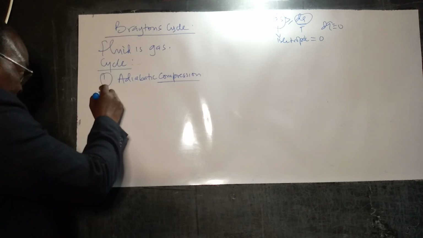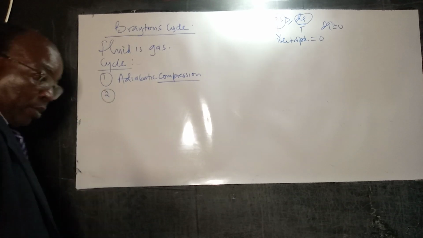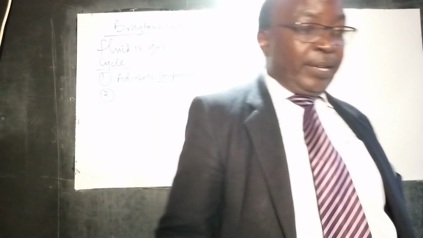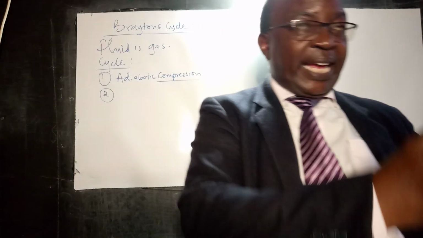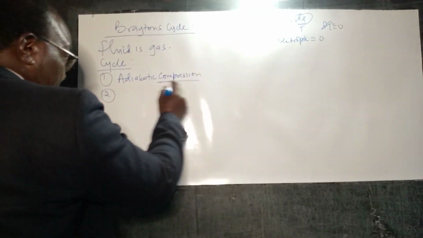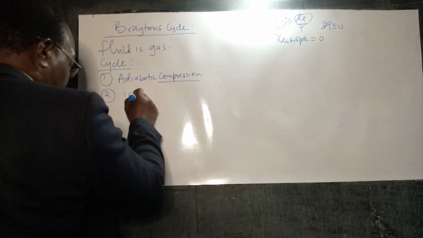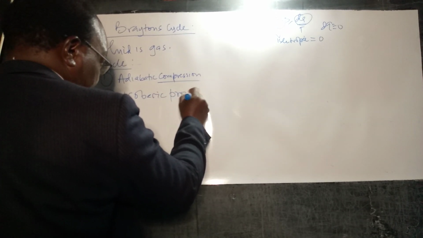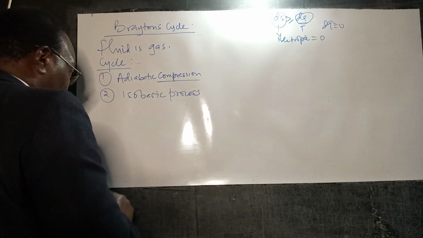In the second case, we have expansion but under constant pressure conditions. We have an isobaric process, type 2.